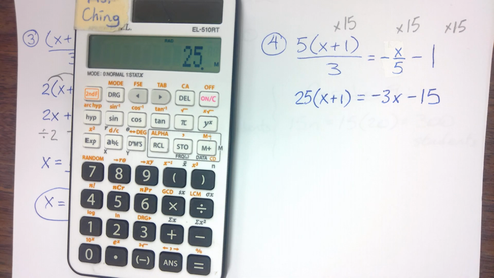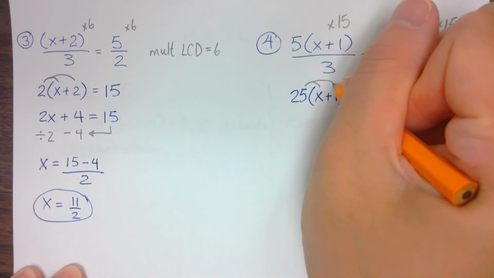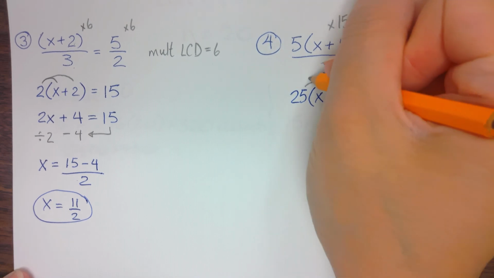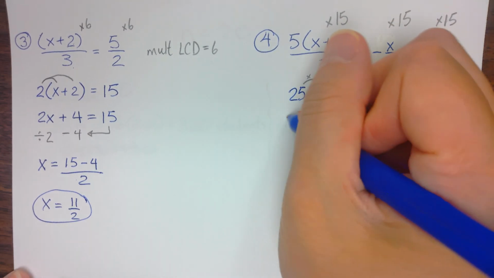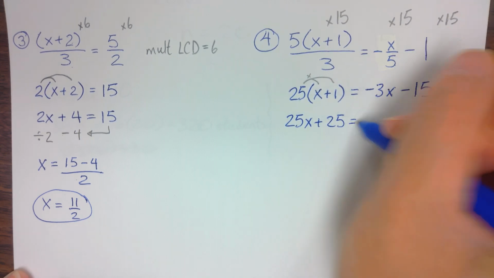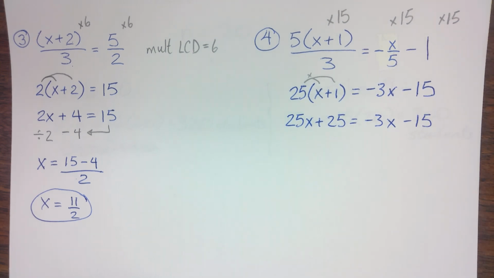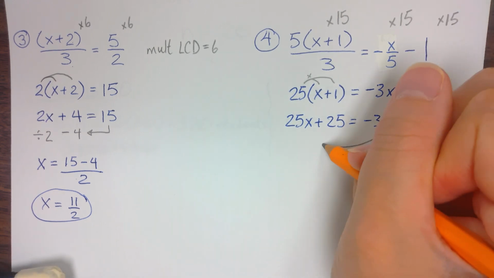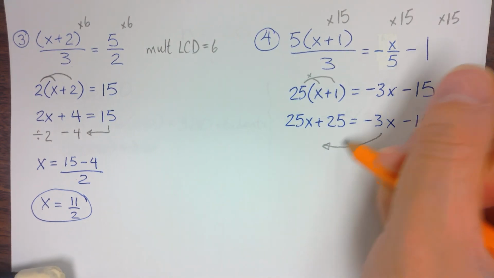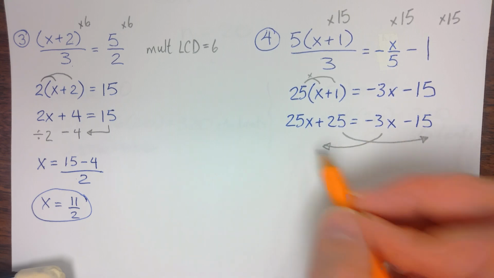Okay, so now do what we did right here. Same idea. We distribute by multiplying. So 25 times x is 25x. 25 times 1 is plus 25. Okay. And now what do I do? I have letters and numbers on both sides. Charles? Move the coefficient to the other side. Right. Okay. So move all the like terms together.